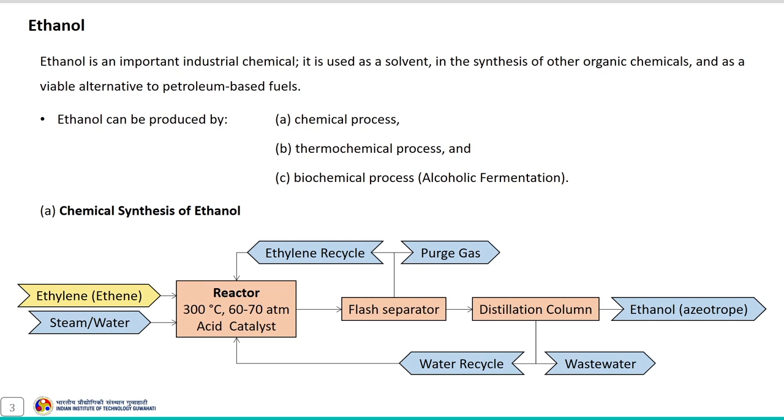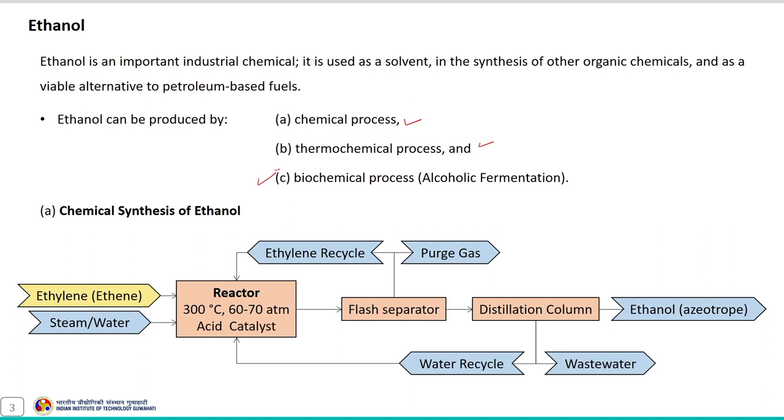Ethanol is an important industrial chemical. It is used as a solvent in the synthesis of other organic chemicals and as a viable alternative to petroleum-based fuel. Ethanol can be produced by chemical process, thermochemical process, and biochemical process, that is also known as alcoholic fermentation. So, let us first discuss the chemical synthesis of ethanol.